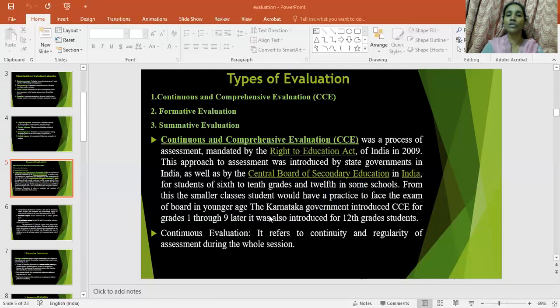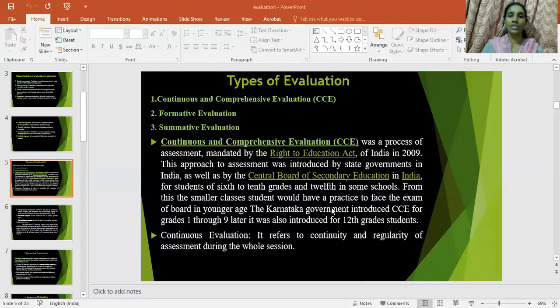But moving towards the Karnataka government, the Karnataka government introduced CCE only for grades 1 through 9. From 1st standard to 9th standard, it was introduced by our Karnataka government. Later, it was also introduced for the 12th grade students. So this is the brief history regarding continuous and comprehensive evaluation.